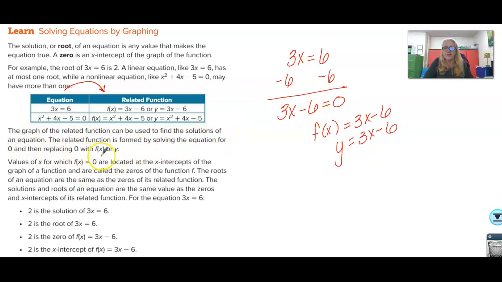Values of x for which f of x equals 0 are located at the x-intercept, and so on. And it goes down here to say 2 is the solution of this equation. 2 is the root of this equation. 2 is the 0 of f of x equals 3x minus 6. And it's also the x-intercept of f of x equals 3x minus 6.